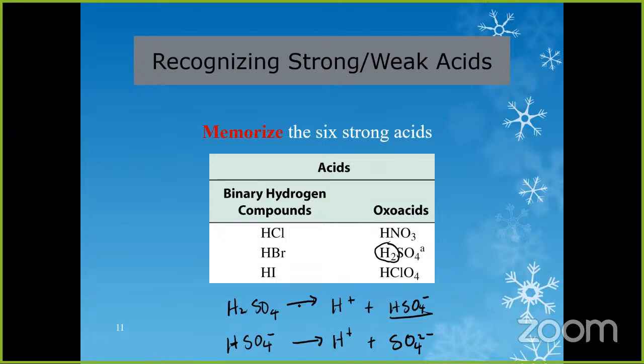Because you have 2 dissociations, what you'll find is that the first dissociation is strong. So I'm just going to put here strong dissociation, or just strong, right? But it turns out that the second dissociation is weak. So I need to put another arrow pointing in the other direction here. And this is a weak dissociation. So that's also very important for you to note, specifically as it relates to sulfuric acid.